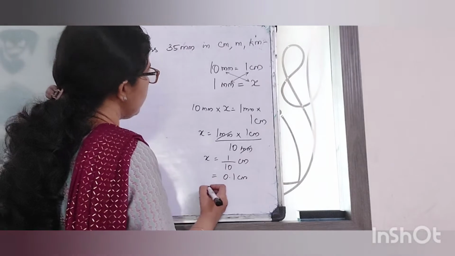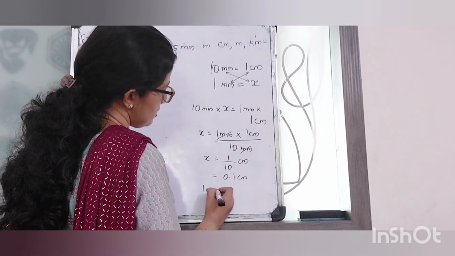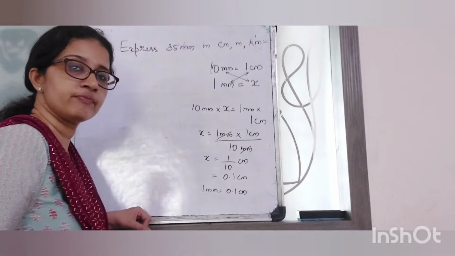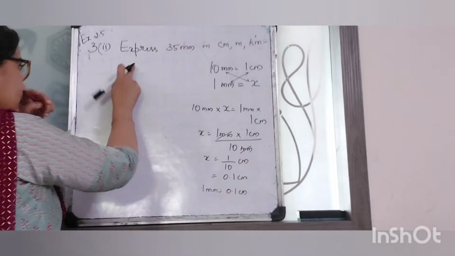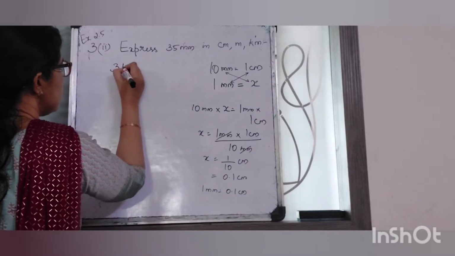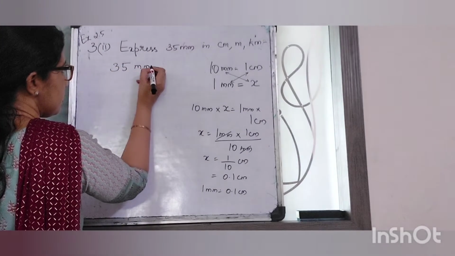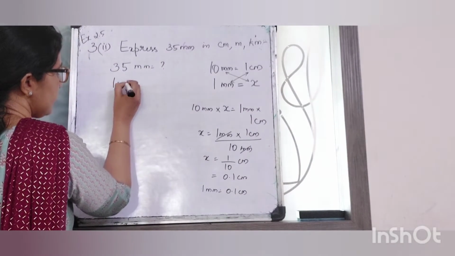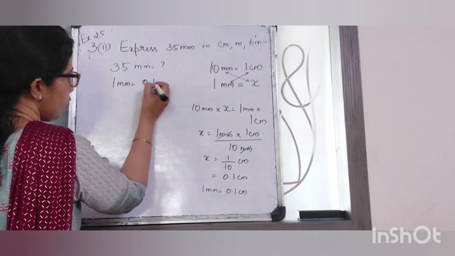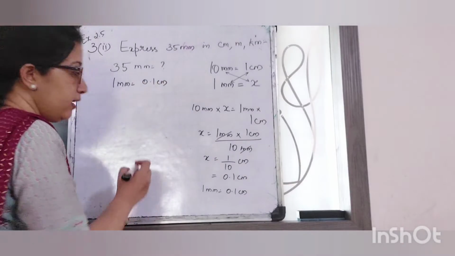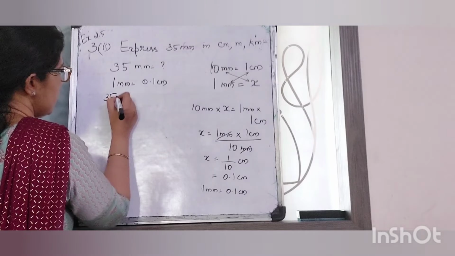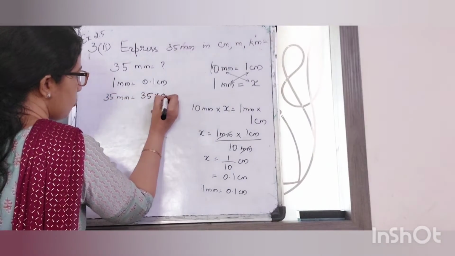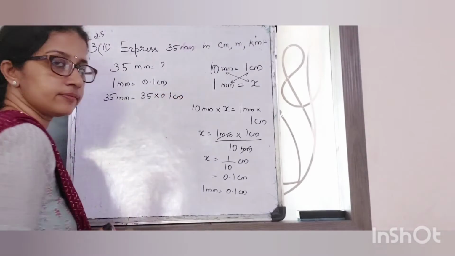Okay, so now we know that 1 millimeter is equal to 0.1 centimeter. Now apply this here. We have to find out how much is 35 millimeter. We know that 1 millimeter is equal to 0.1 centimeter, so 35 millimeter is equal to 35 into 0.1 centimeter.